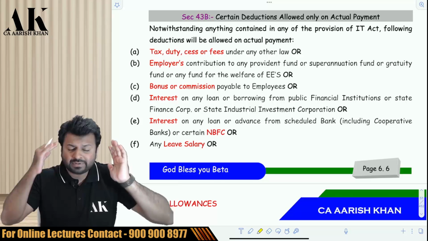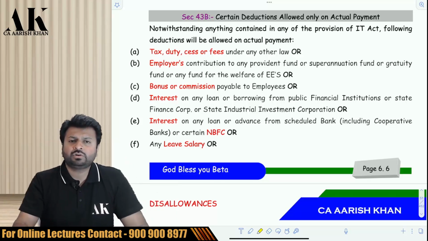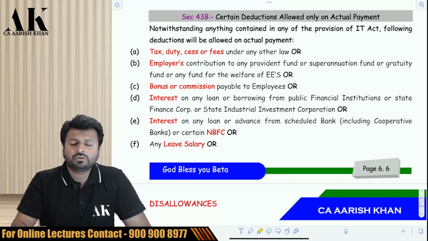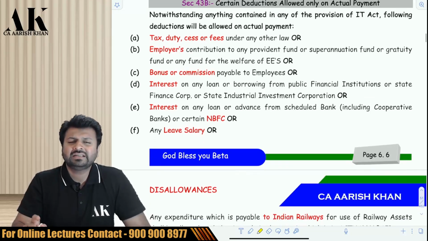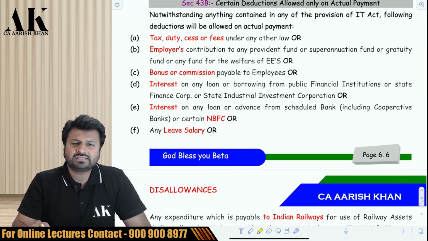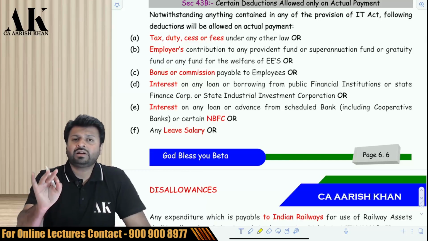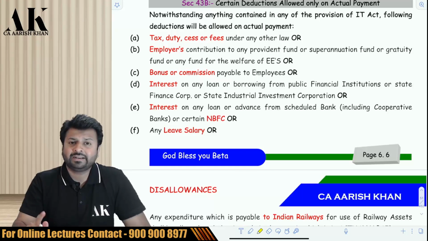If the expenditure pertains to the current year, you can make the payment till the due date of filing of return. It's allowed. So what all things are covered? The first thing: tax, duty, cess and fee. That is, statutory dues will be allowed on actual payment. Which tax? Like GST, import duty, etc. All these duty, cess, fee. Statutory dues, if allowed as a deduction, will be allowed under 43B on actual payment, not on accrual.